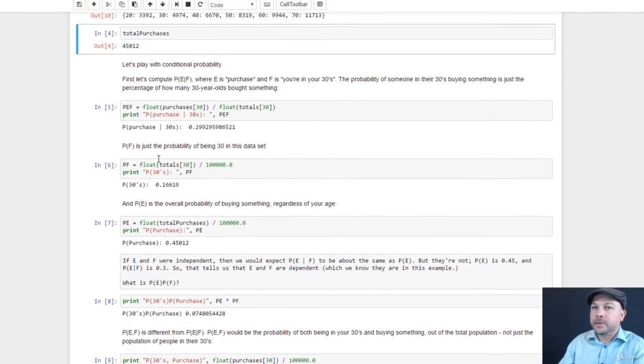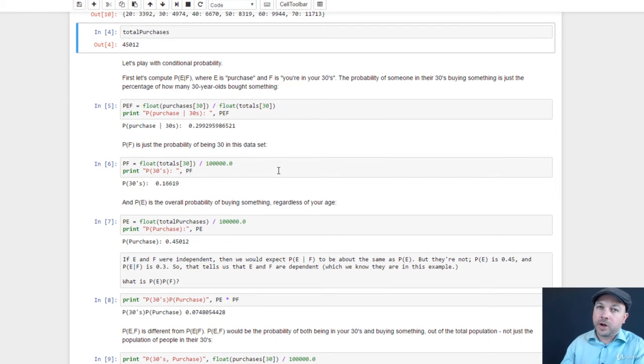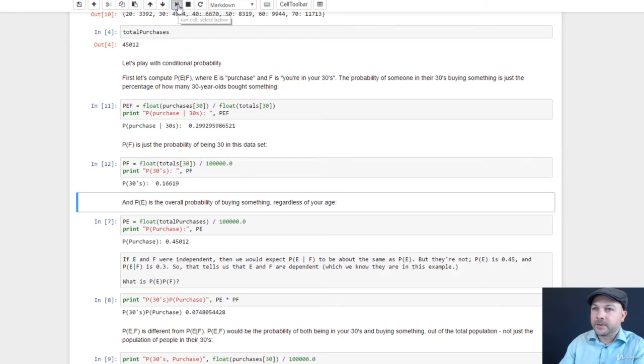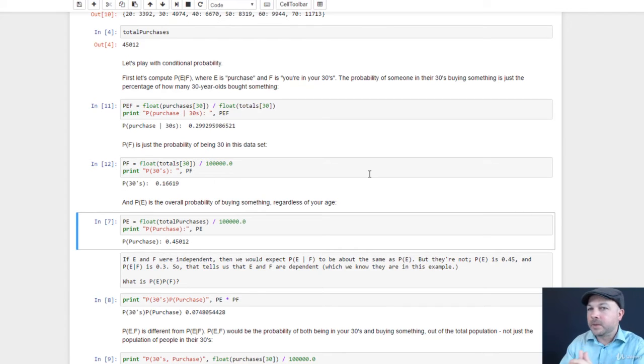We could also work out the probability of F, which is the probability of being 30 overall in this entire data set. And again, we can compute that directly just by taking the total number of 30-year-olds divided by the total population size, which is 100,000. So the probability of being in your 30s, or P of F, is about 17%. Okay, let's actually execute these just to make sure that I'm not lying to you. Okay, and we can compute the P of E, where P of E is the overall probability of buying something regardless of your age. And again, we can compute that directly just by taking the total number of purchases that were made in our data set divided by the total population of people, and that works out to be about 45%.